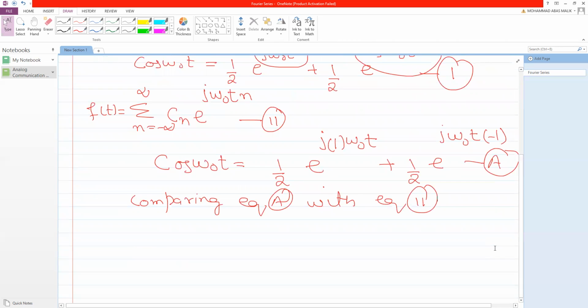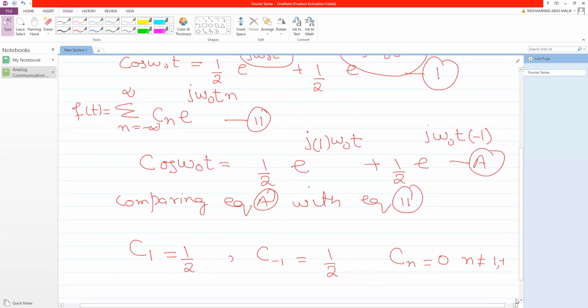On comparison, can I conclude here that C1 will be equal to 1 by 2 and C minus 1 will be equal to 1 by 2. Rest Cn's will be 0 when n is not equal to 1 or minus 1. Am I right in this case? Yes, sir. That means all Cn's will be 0 except C1 and C minus 1. That's what you have done here and here.